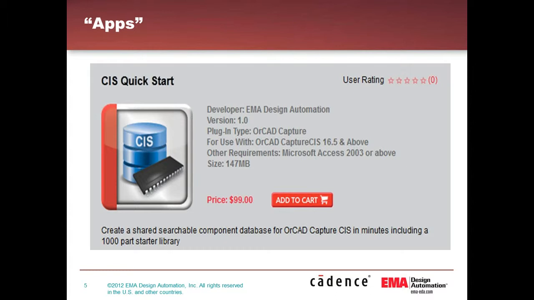The database included with the CIS Quick Start app includes 1,000 parts and is delivered in the Microsoft Access database format. The database contains a predefined schema based on hundreds of CIS implementations and includes OrCAD Capture symbol libraries as well. The CIS Quick Start app does require Capture CIS to run and can be found in the online store in the marketplace.